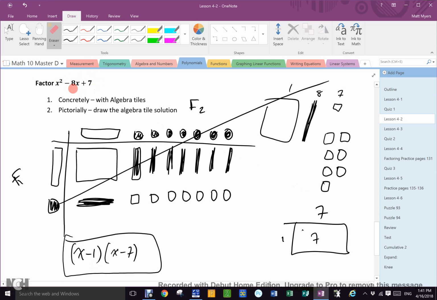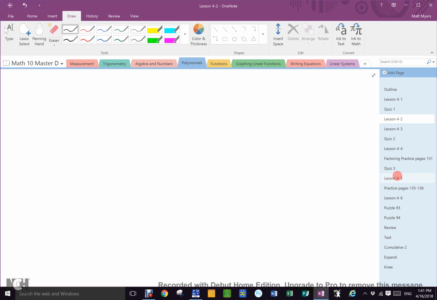Well, now we're going backwards. Now we have the final answer. What did we need? We needed 2 numbers that would multiply to that and add to that. Does everyone see how it works? You're going to see a ton more of it in a second. Please go to page 129 now.